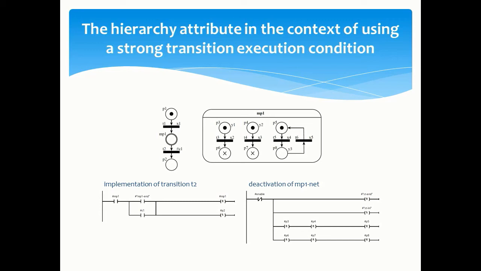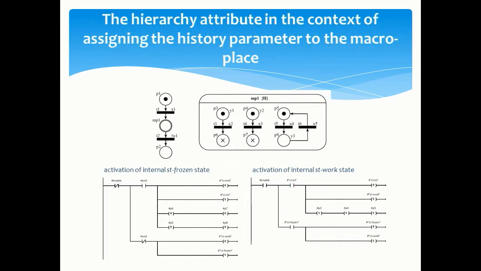The history attribute gives us the ability to remember, freeze, the state of the subnetwork associated with a certain macro place at the time of its deactivation by expropriation and continue its operation from the saved state after restarting it. Let's consider the previous example modified by adding to the macro place the history parameter. The core network will obviously remain in the same shape and the subnetwork will require some changes in implementation.